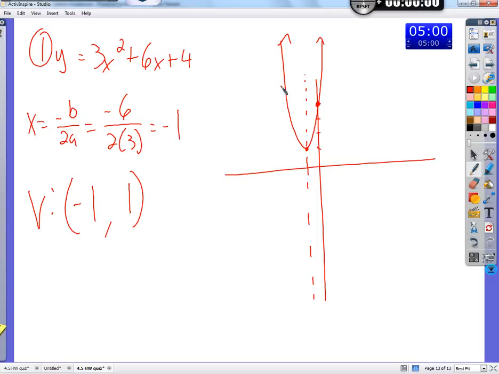Kayla? So how do you know when to use the vertex? To use this? Yeah. If it's in standard form. Standard form is ax squared plus bx plus c.